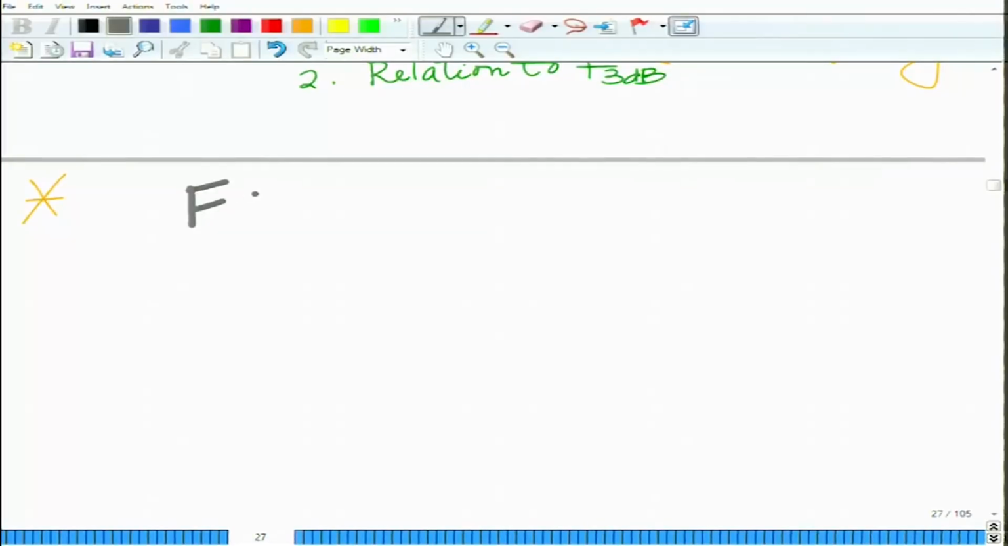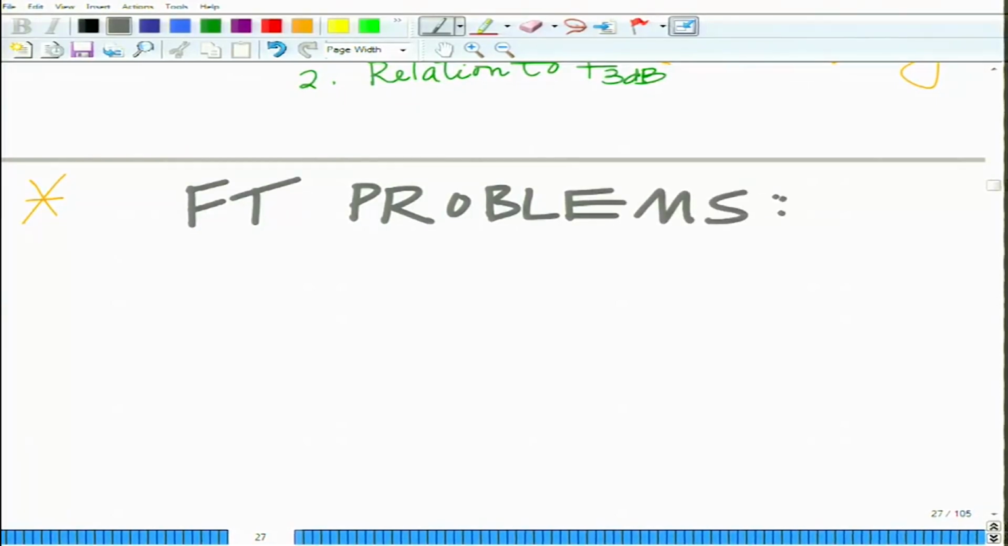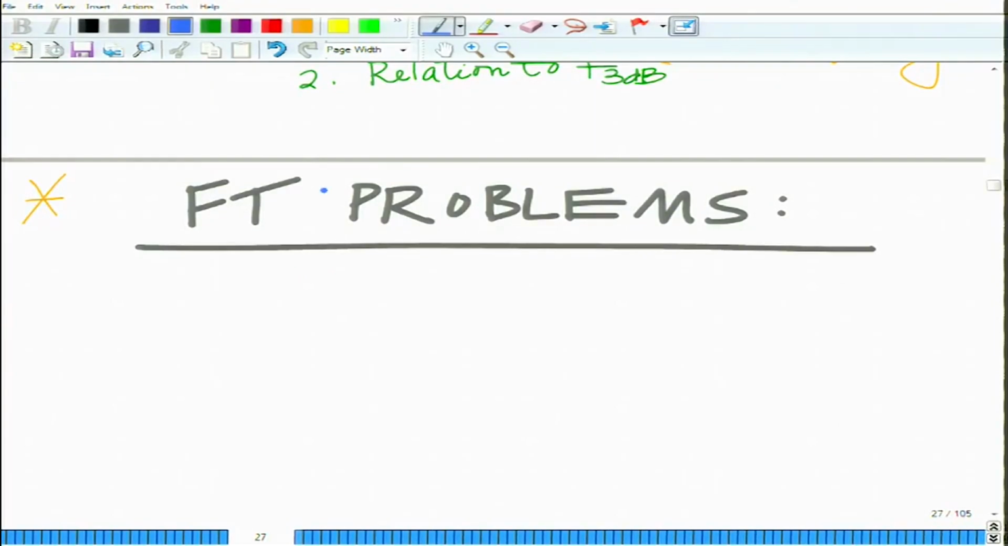So, we are looking at problems in the Fourier transform, and specifically the unit step response of the series RC circuit. We have example problems in the Fourier transform, and we are looking at the unit step response of the RC circuit.